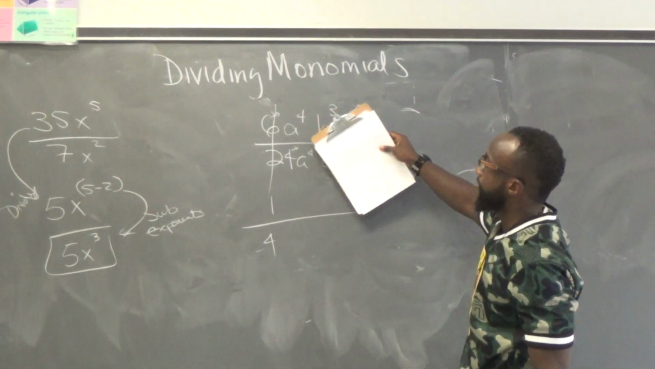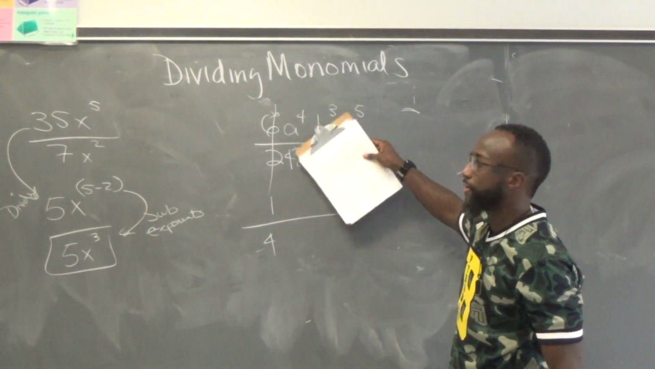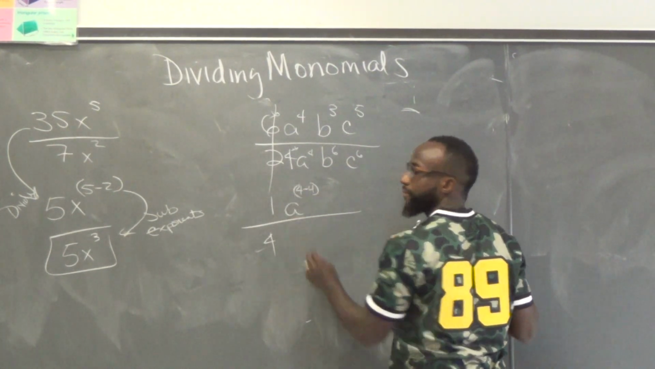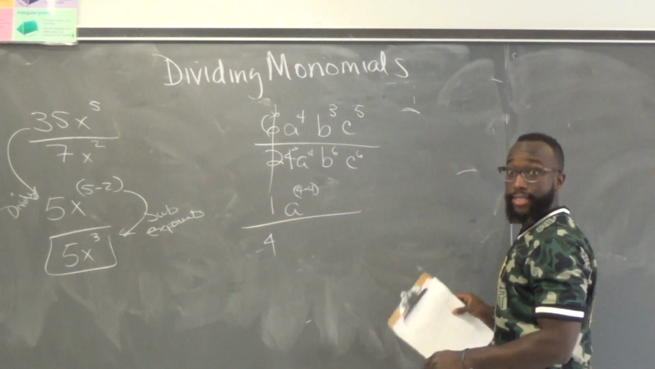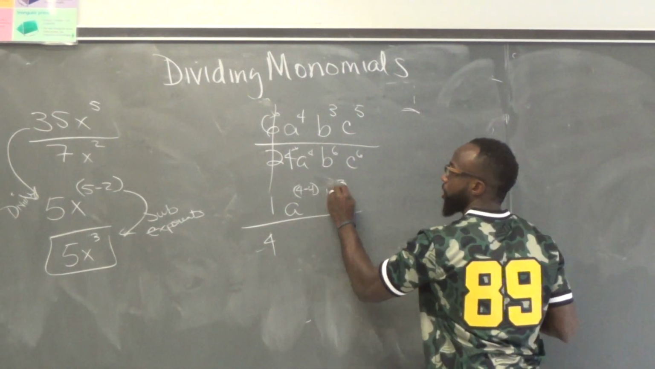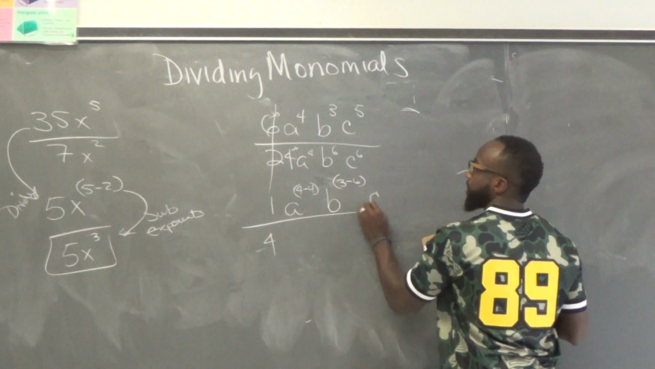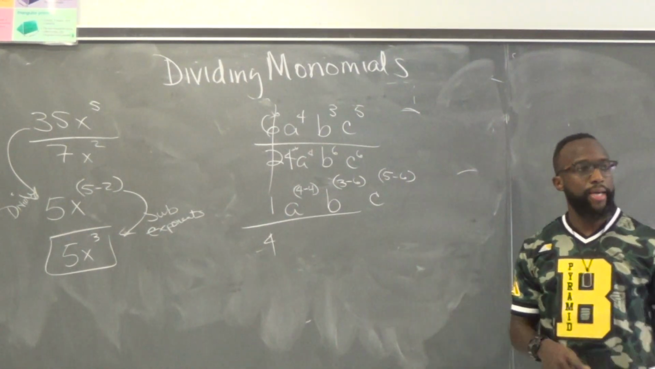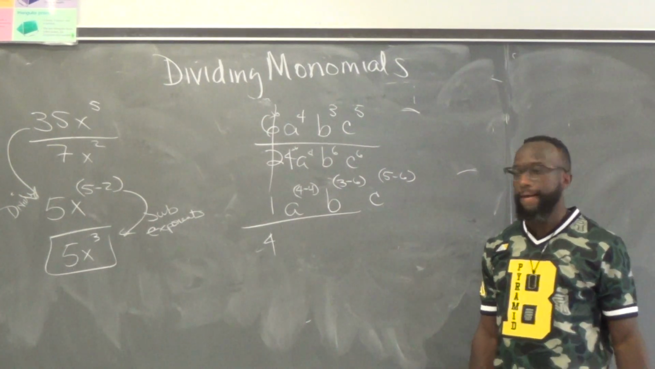The next thing we have is a to the 4th over a to the 4th, so that's a to the 4 minus 4. We're going to take it step by step. Then we have b to the 3rd minus 6, and then c to the 5th minus 6. Everybody good with that so far?